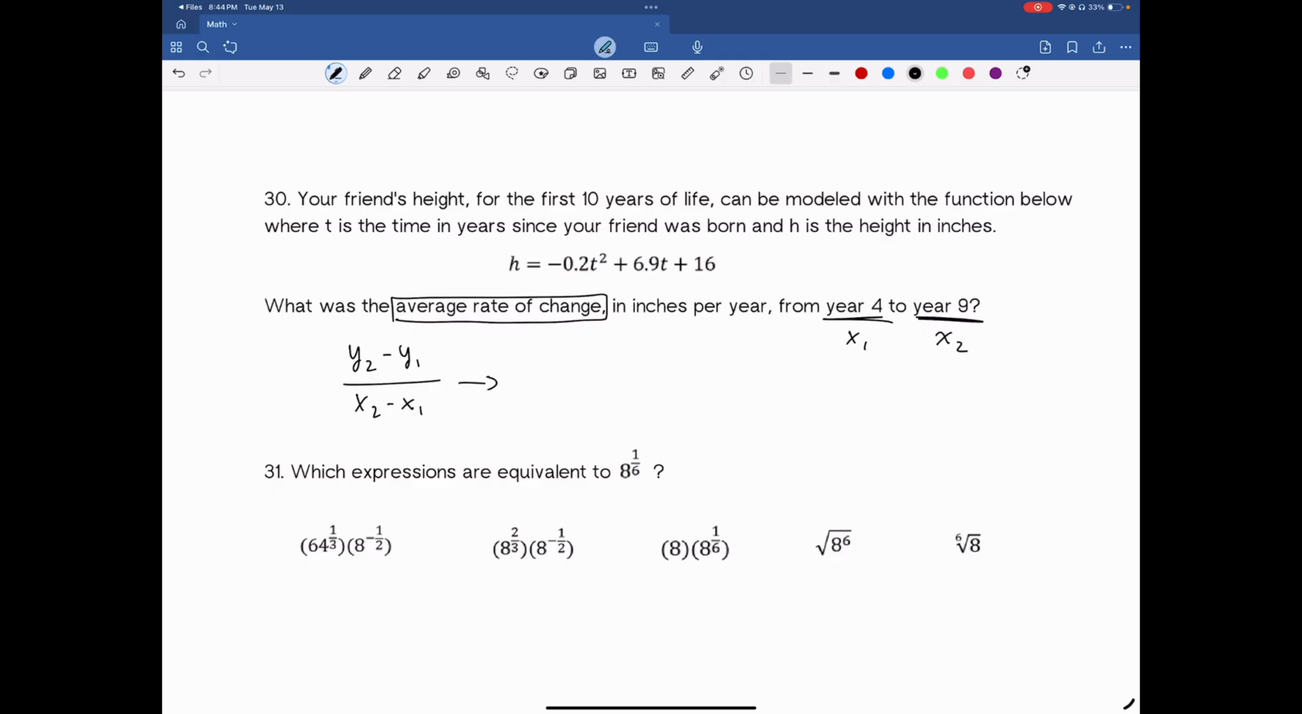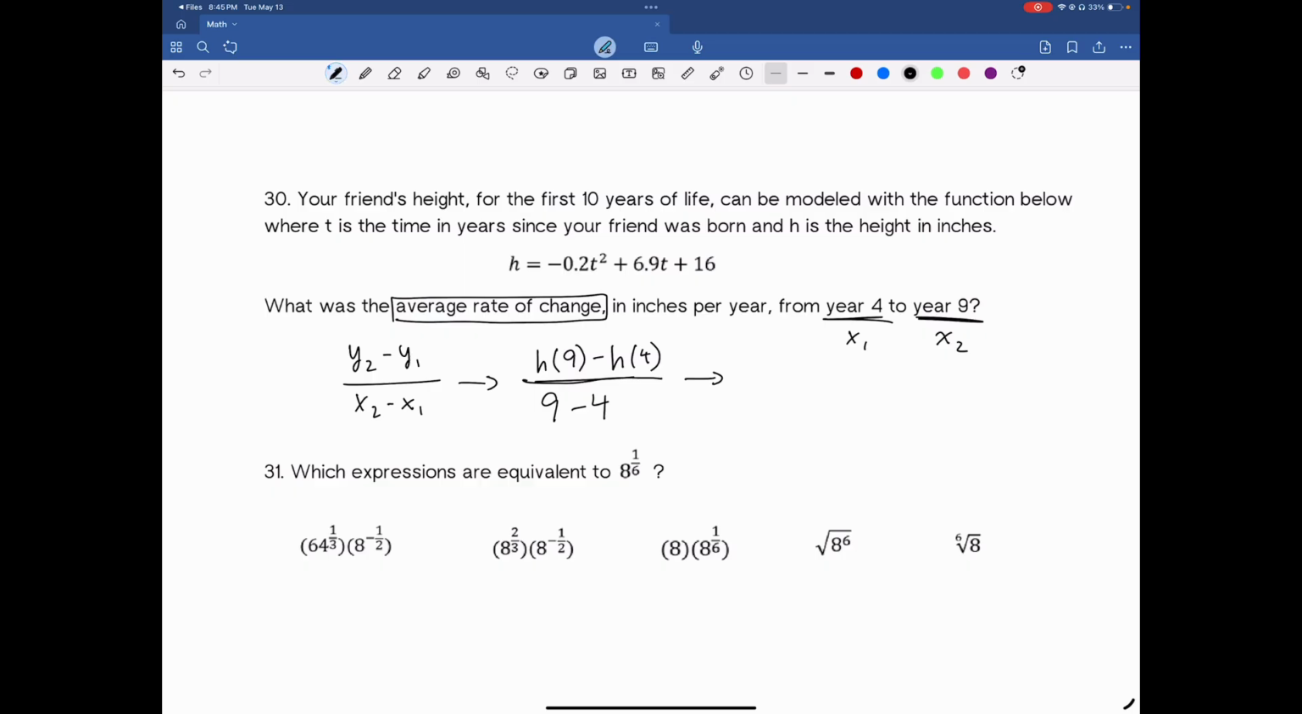So we're going to have, in our denominator, 9 minus 4. But in the numerator, what are we going to have? Well, for this function, we want to know h of 9 minus h of 4. So what are the y values when t, in this case, is 9 and 4? If we figure that out, then we're going to have our rate of change.